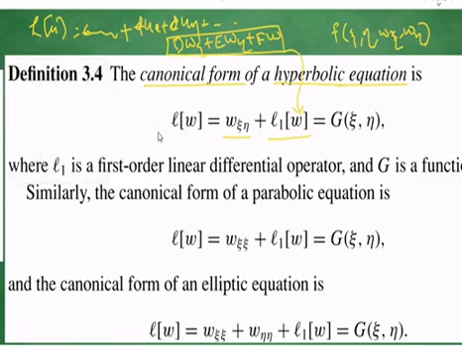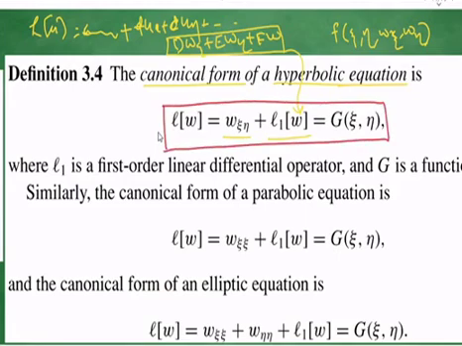What is the canonical form? LW equal to W theta eta plus L1W equal to G of theta eta, where L1W is a first order linear differential operator. That means L1W represents the first order linear PDE. Notice that it is linear, so the coefficients of W theta, W eta and W are all functions of theta and eta only. That we have already discussed in the second chapter.